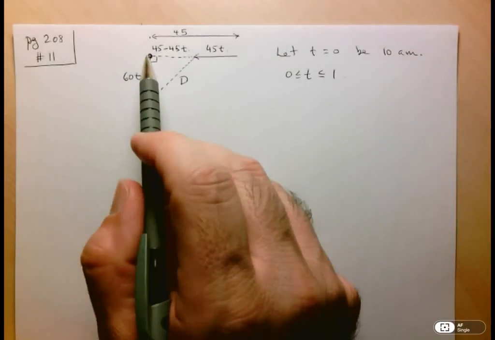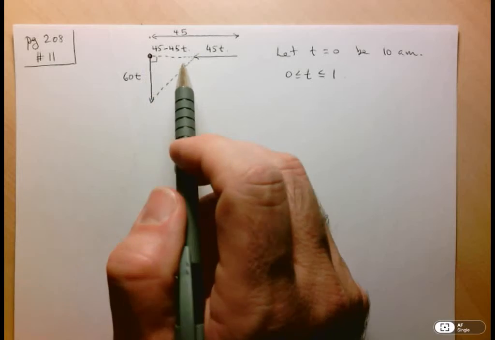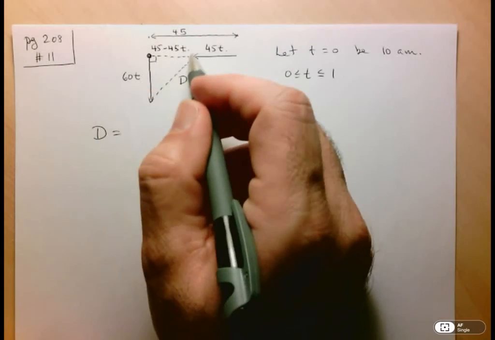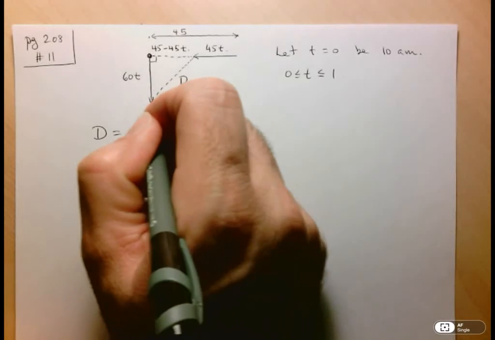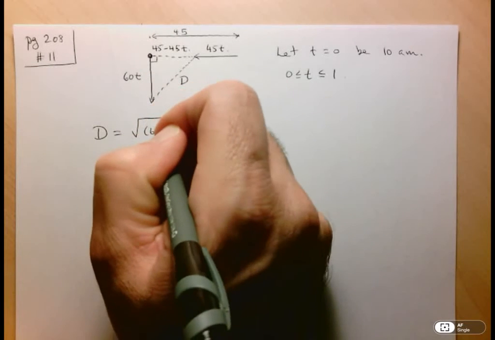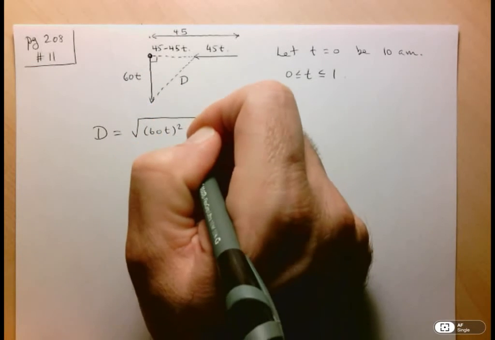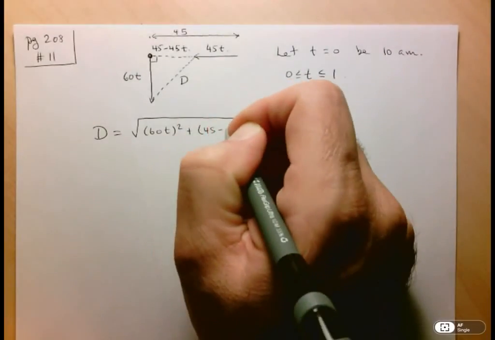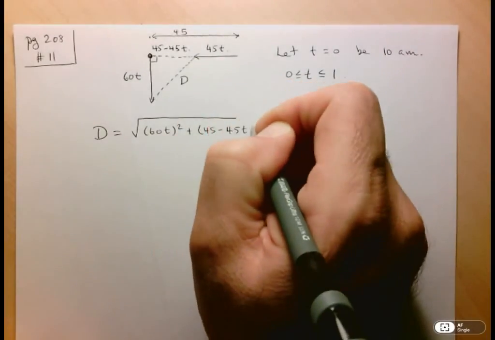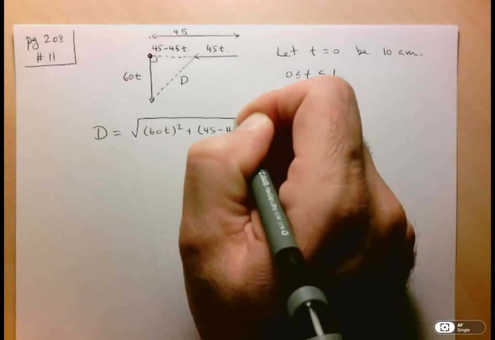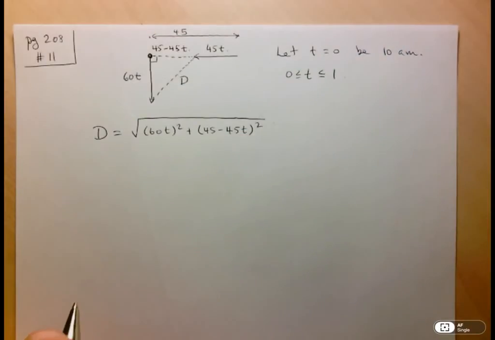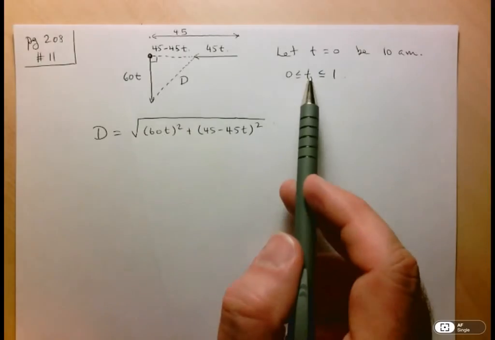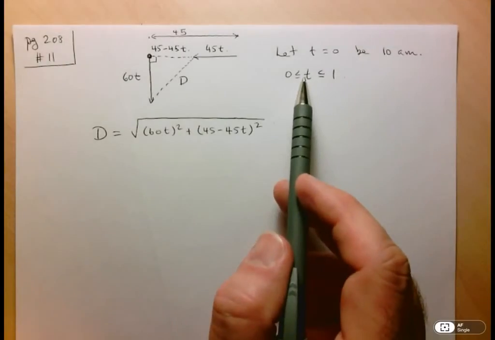And now I have enough information to create my equation. The distance is just going to be the hypotenuse of this triangle. So it's going to be the square root of (60t) squared plus the square of the other leg, so (45 minus 45t) all squared. And now I've got a function given with respect to one variable. I have the constraint on my variable. So I've created my model.